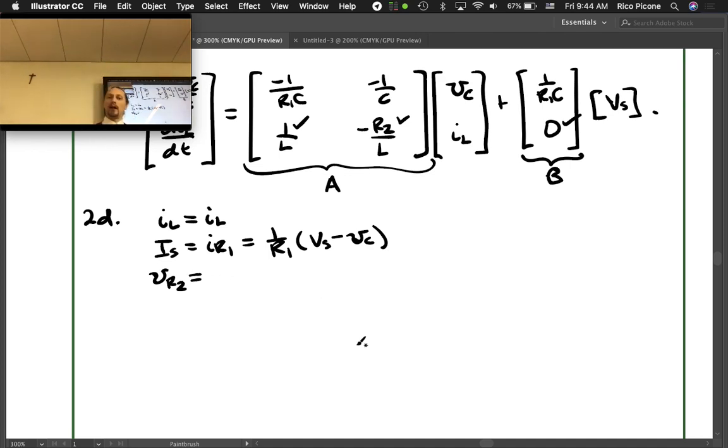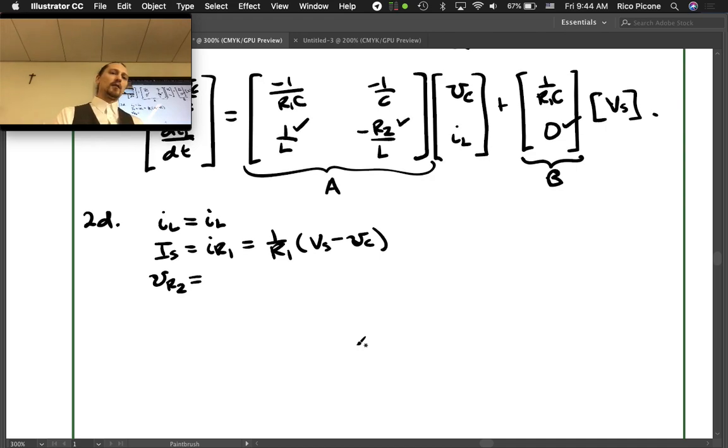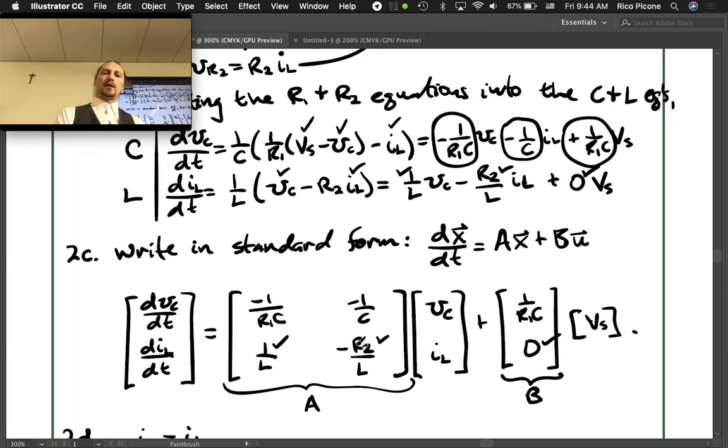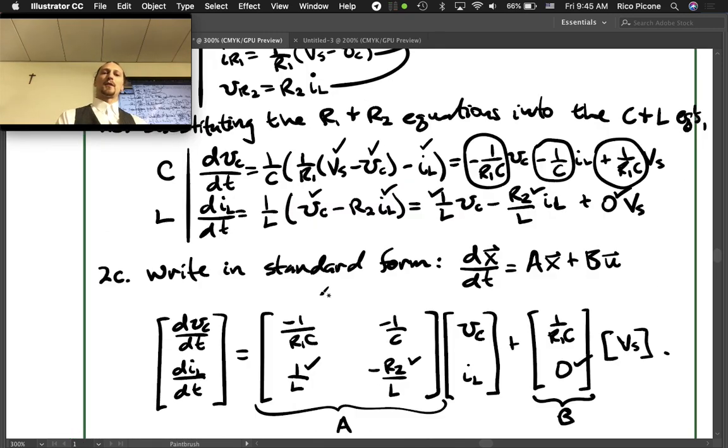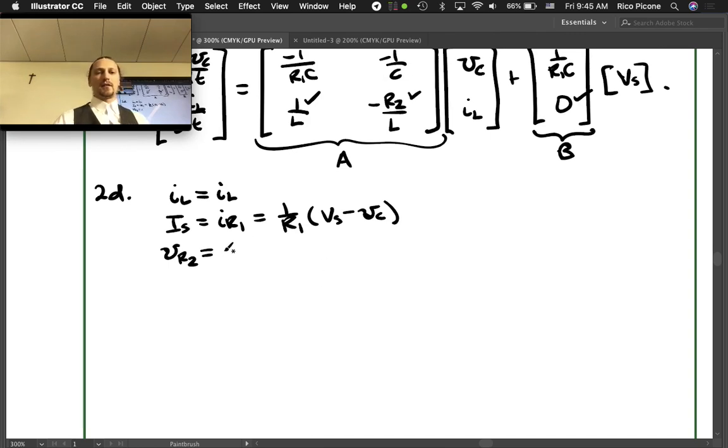And now our third output is VR2, which is not a state variable, and it's not an input. So VR2, let's go scan through and see. We solved for it right here, right? So we don't need to do anything special. Just use that, R2 times IL. And we've got these three expressions for the three outputs.